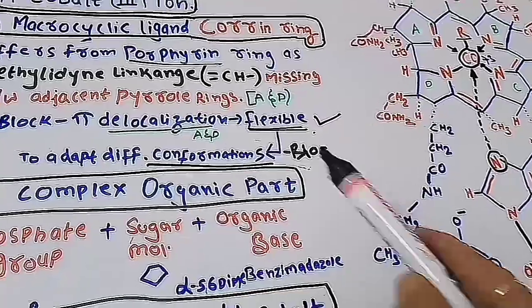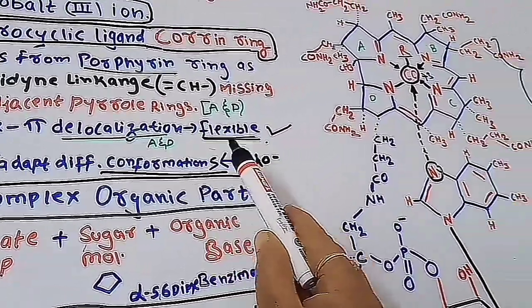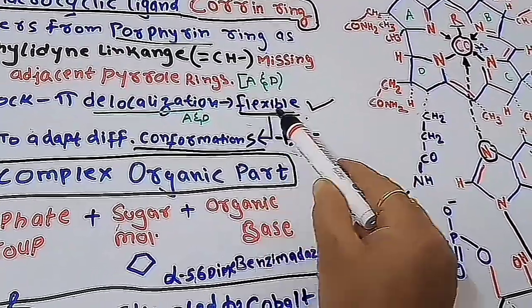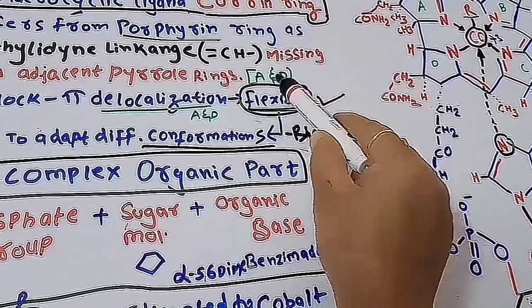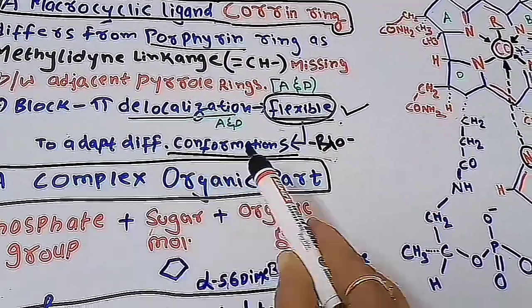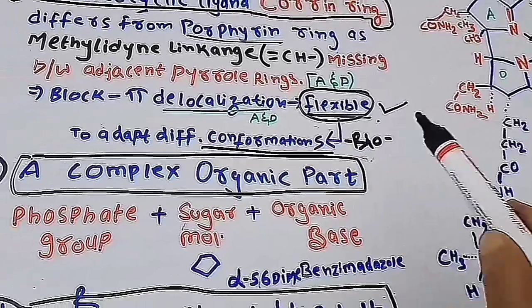So as the blocking of pi delocalization of the electron, it makes the Corrin ring flexible. As our Corrin ring is more flexible compared to our porphyrin ring, it can adapt various conformations, so they are very helpful for the biological activities.